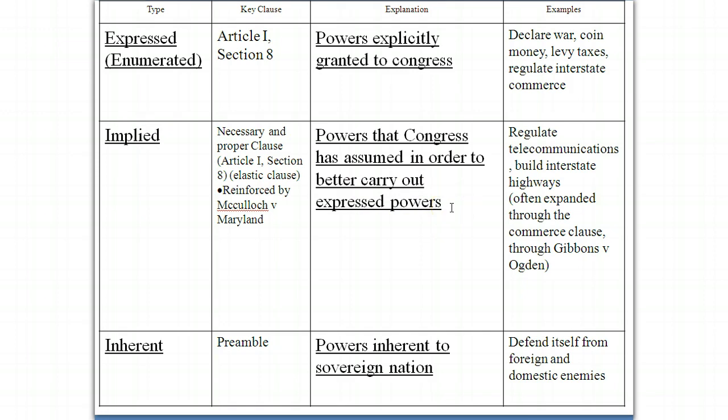And you may know that implied means hinted at. It's not specifically stated, but hinted at. But then we had the court case McCulloch versus Maryland, which really verified that the national government does have those implied powers in the necessary and proper clause.